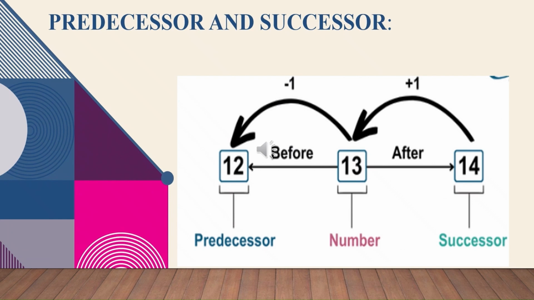And what is the successor? The number that comes after the given number. Here, that comes after 13, that is 14. How did you get 14? You added 1 to 13. 13 plus 1, it is 14. So 14 is a successor of 13. And what is the predecessor of 13? 12. 12 is a predecessor of 13 and 14 is a successor of 13. Predecessor is the before number, successor is the after number. To get the predecessor, you will subtract 1, and to get the successor, you will add 1.